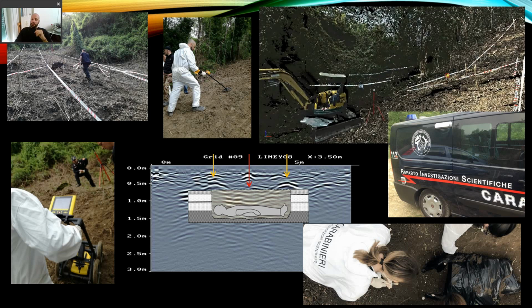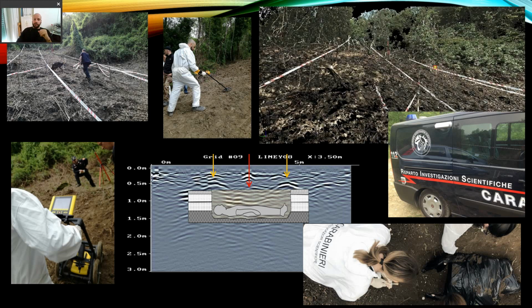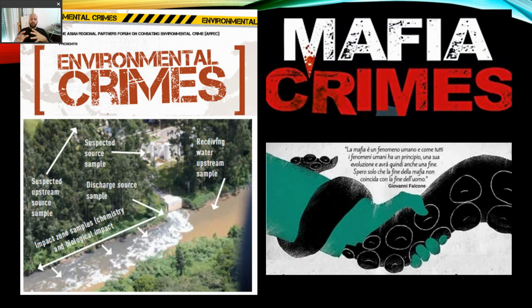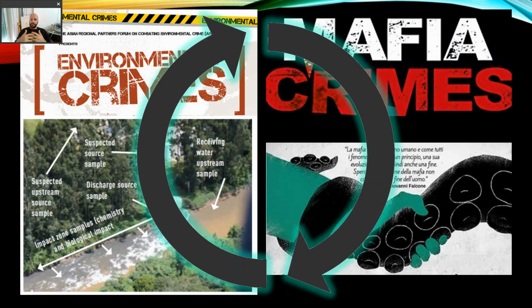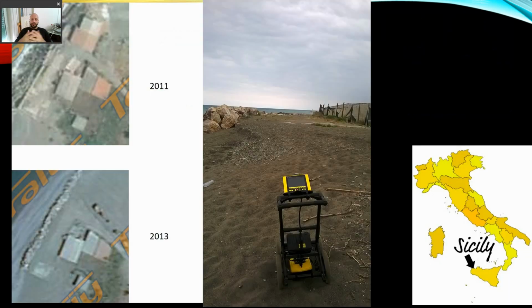Okay. So, as you know, mafia crimes are frequently related to other aspects of society, like, for example, the environment. So environmental crimes and mafia crimes frequently overlap. This is a case in Sicily in which the law enforcement had some doubts about the legal destruction of this house that is visible in the 2011 satellite image here, and no more visible in 2013. That was an abuse, so it was illegally built because it was created with asbestos.